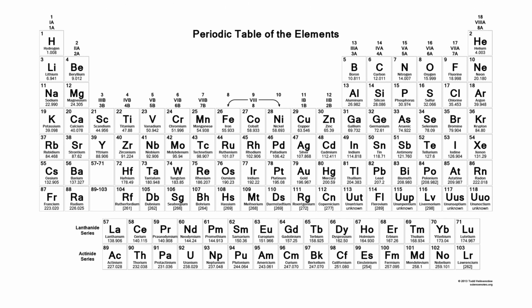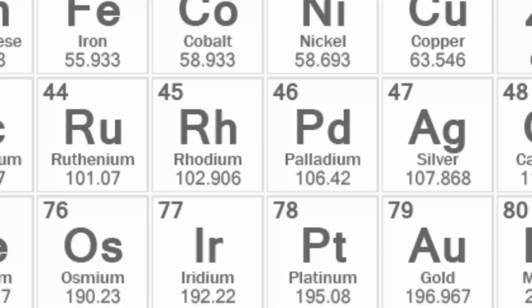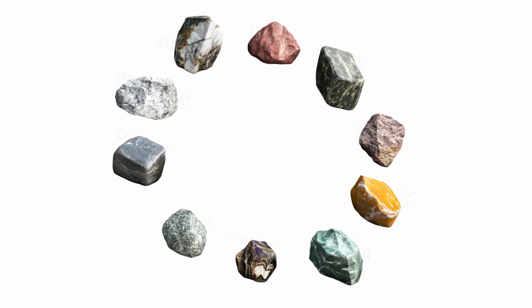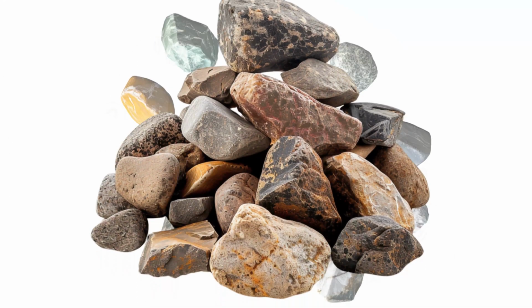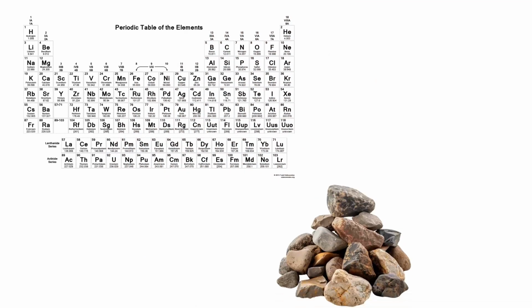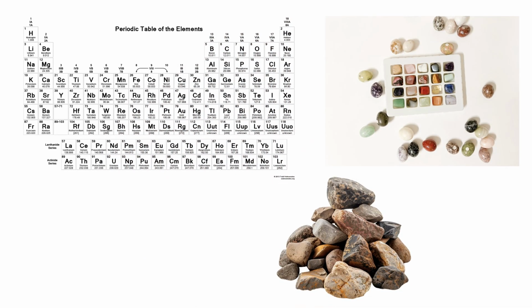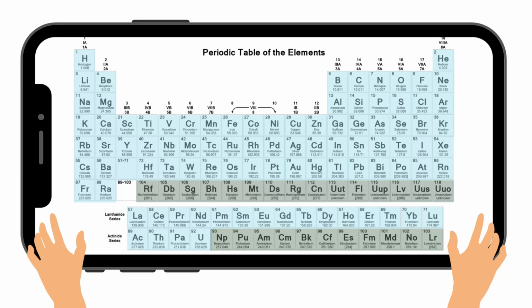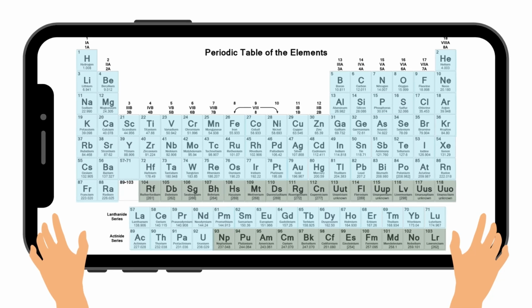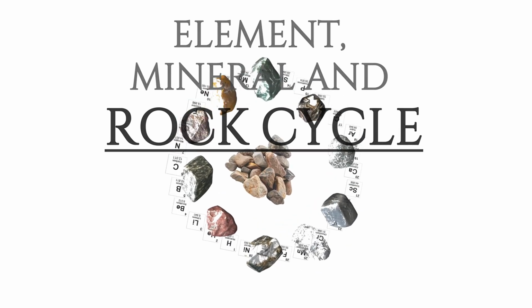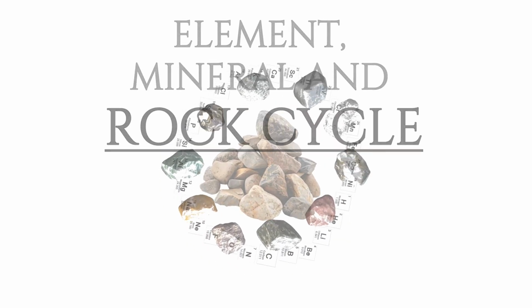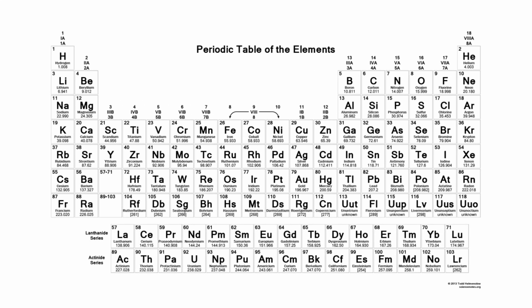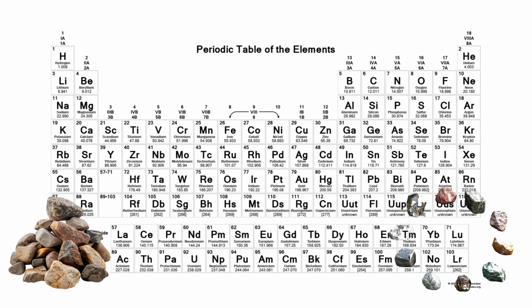Well, the earth is built from elements, and those elements combine to form minerals, and those minerals come together to form rocks. These natural materials are the foundation of our world. Almost everything we use, touch, or depend on can be traced back to the raw materials of the earth. This is a story of how the elements of the periodic table and the minerals they form fit into the rock cycle. Elements are the basic building blocks of everything on Earth, including rocks and minerals.